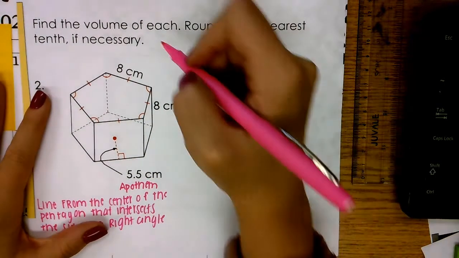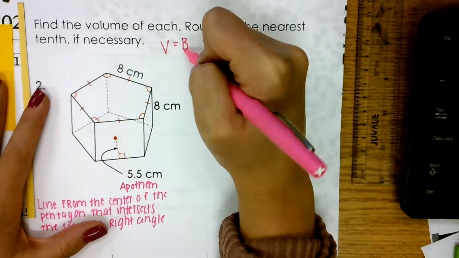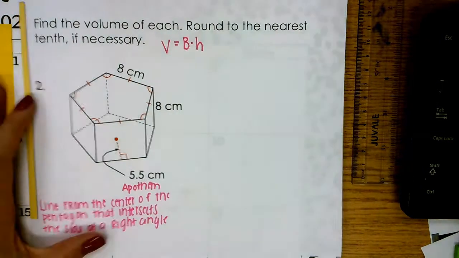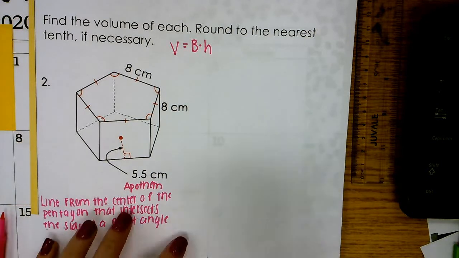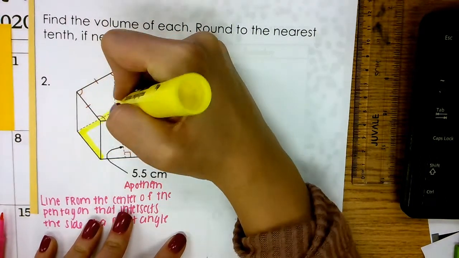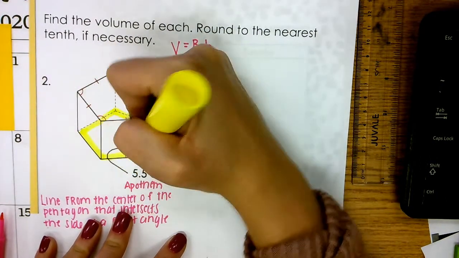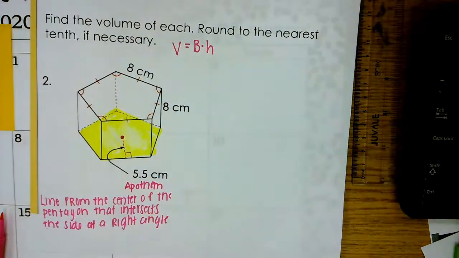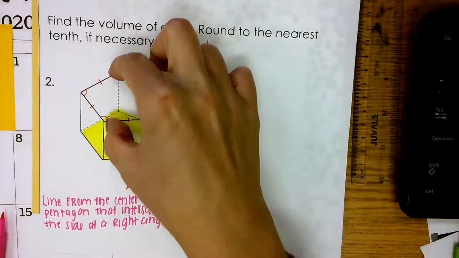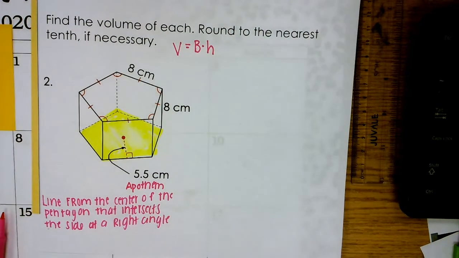So remember that the volume is equal to the area of the base times the height. So in order to find the volume of this 3D figure, we need to first find the area of the base. If you look here, our base is a 5-sided regular pentagon. The regular part means that all of the sides are congruent. And we know that they're all congruent because we can look at the base here at the top. Each side is 8 centimeters. So each side of the pentagon is 8 centimeters.